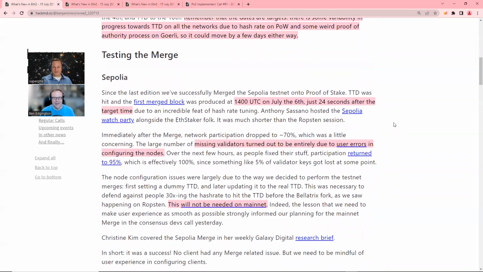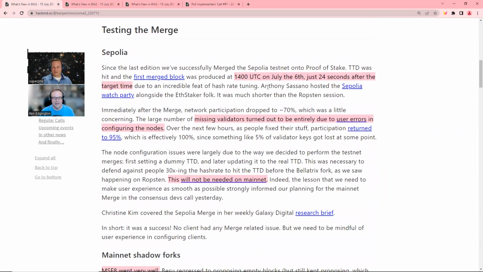Sepolia is quite interesting. So that was the last testnet we merged. This is a little while ago now, 2 weeks ago. And I mean, you were there, you were on the call. Anthony Sassano was hosting this time. It was a much shorter call than the Ropsten one, which was a relief, I have to say.